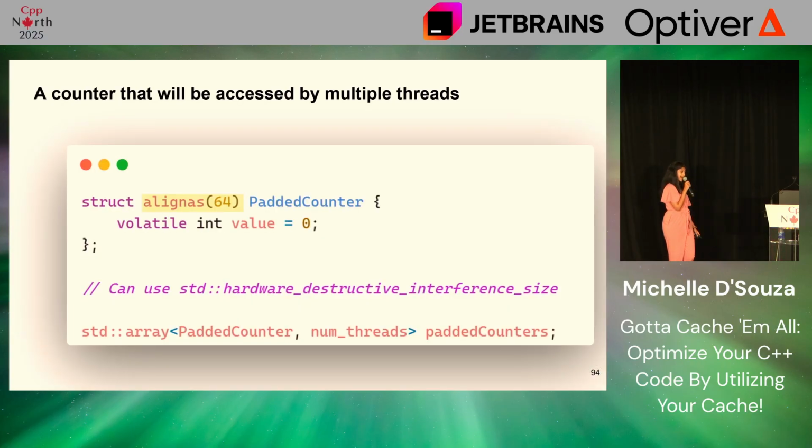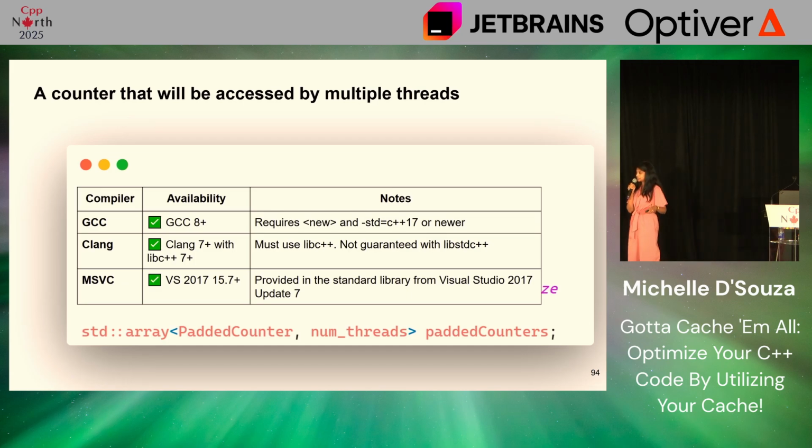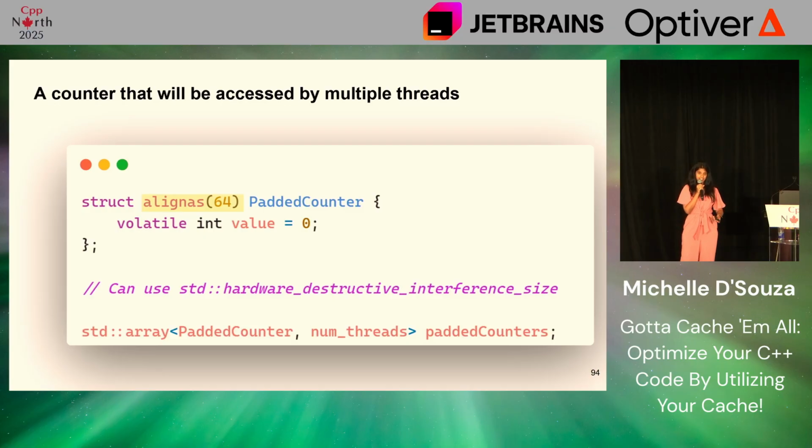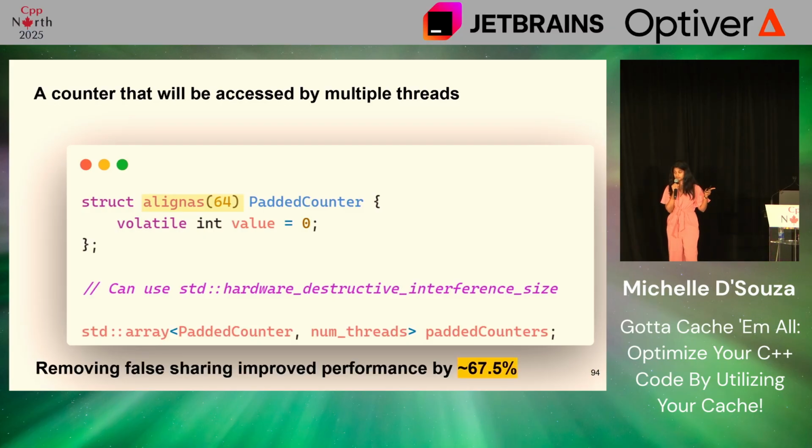I also have a padded counter, so I've used alignas 64. 64 is the size of my cache line, but ideally you should use something like std::hardware_destructive_interference_size. I didn't use it because it was not supported with the compiler that I was using at the time, but this is better to use. And I have an array of padded counters. And this gave me a performance improvement of 67% just by removing false sharing. And I had only 2 threads in my example. Had I increased the threads, this would be a much higher number.